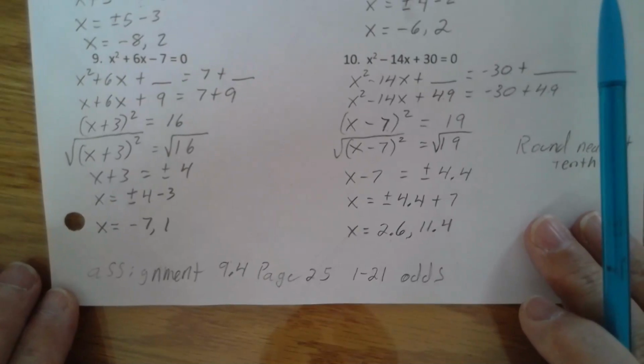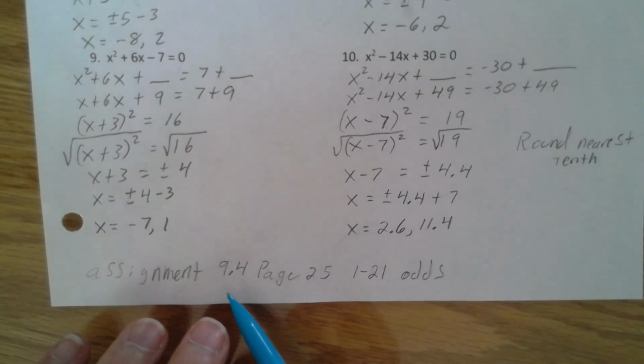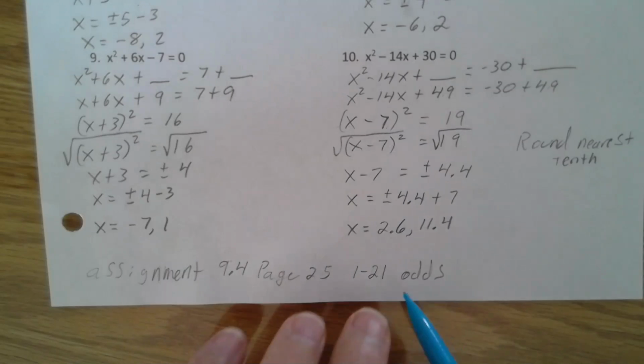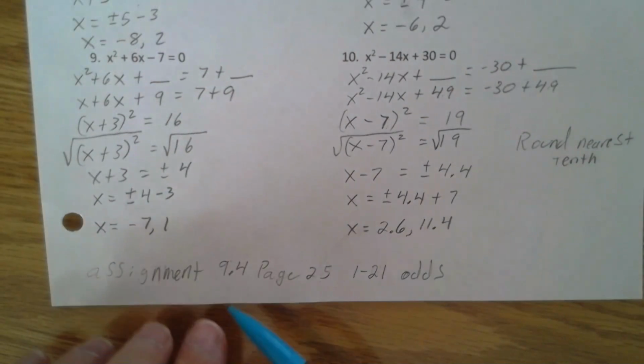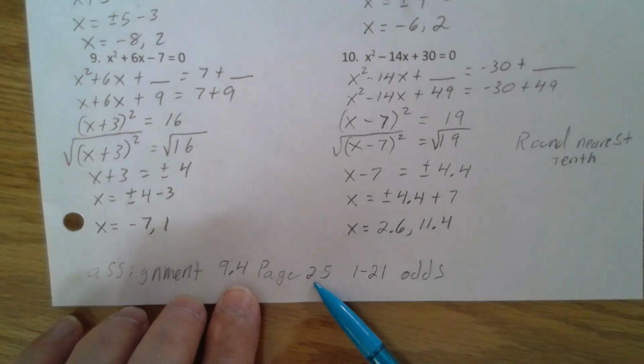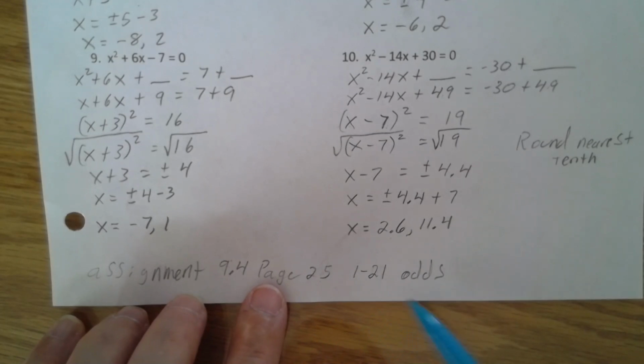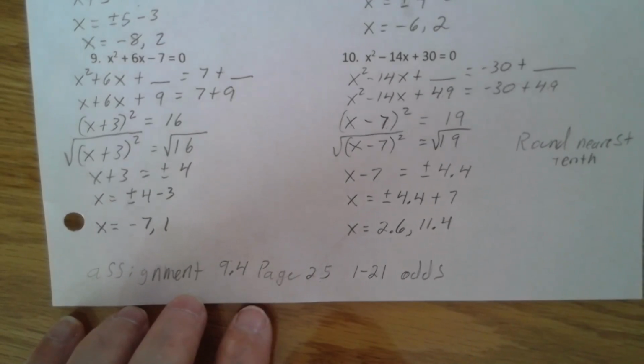Your assignment is 9.4, page 25, 1 through 21 odds. Now remember, for whatever reasons, I'm at home, and technology doesn't quite work the way I want it to work, so the PDF, I just gave you the big chapter 9 unit PDF, so in there you just have to find page 25, okay? It's 9.4, page 25, and you're going to do 1 through 21 odds.